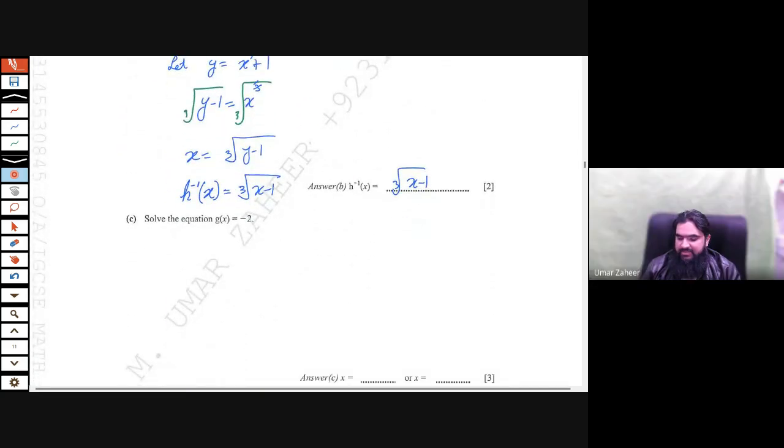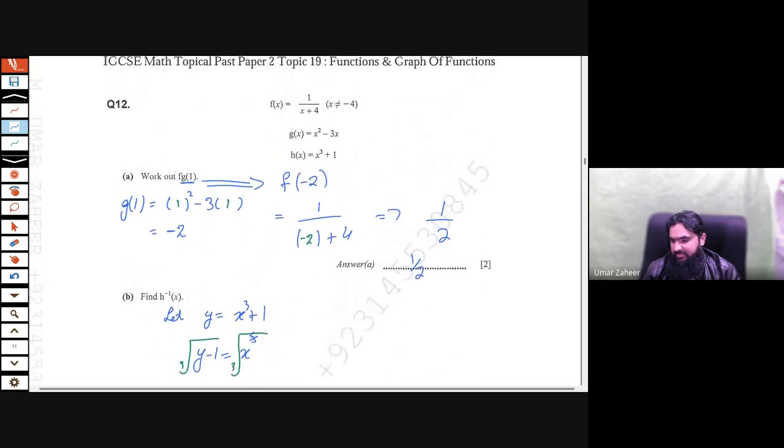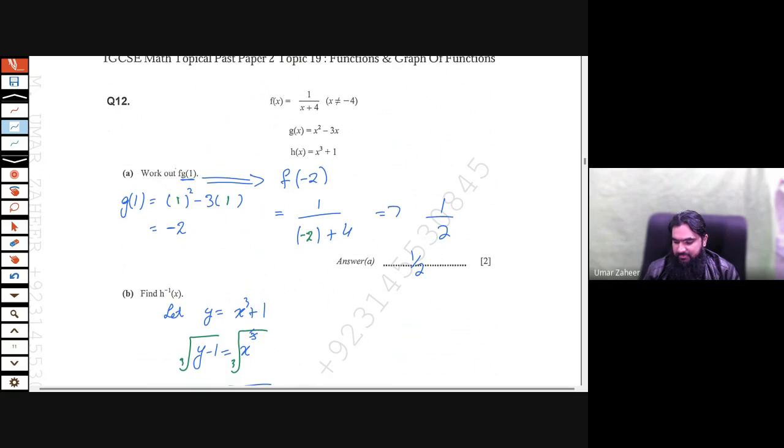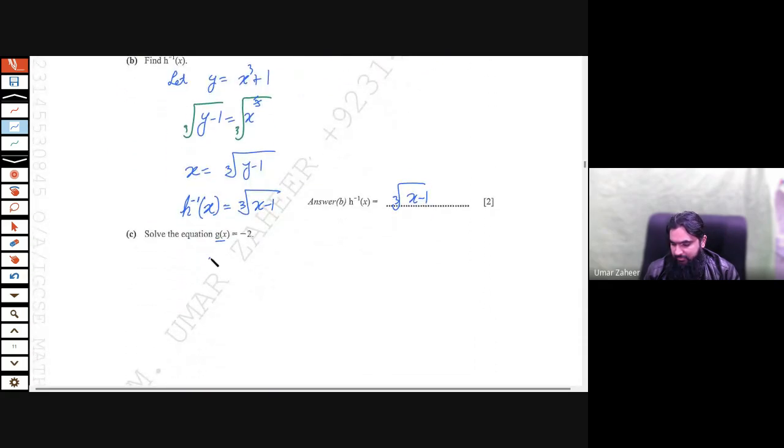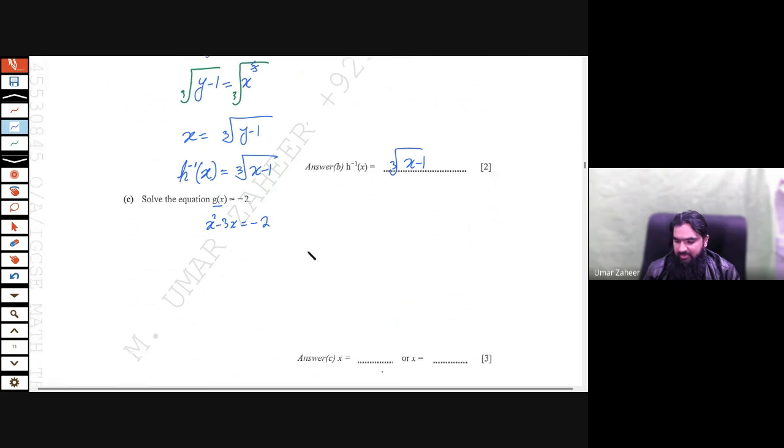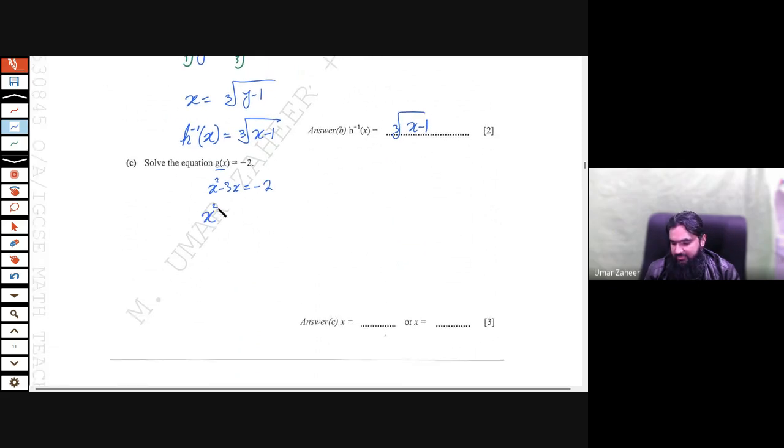Now, in the next one, he says to solve the equation g of x is equal to minus 2. So we have to look for the value of x. g of x is x square minus 3x. So x square minus 3x is equal to minus 2. Take the minus 2 here, it will be x square minus 3x plus 2 is equal to 0.